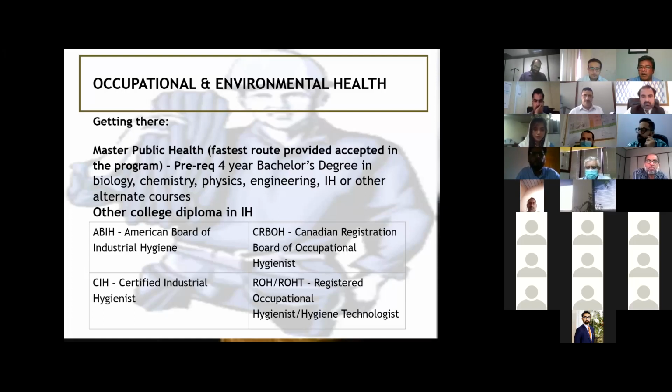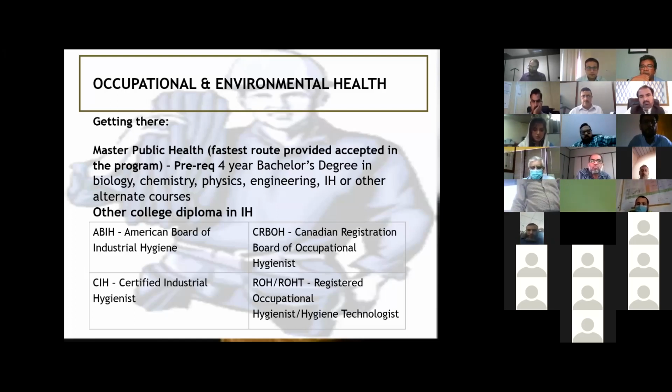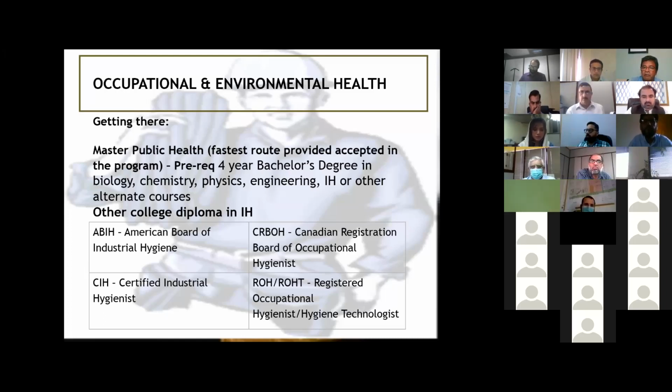And the prerequisites are, this is just for information, if any of you are interested, mostly for younger people or people who have kids or relatives, just to guide them: if you have a 4-year bachelor degree in biology, chemistry, physics, engineering, or industrial hygiene, then you can get admission in this program. Other than that, if you are not able to get admission in a master's program, there are colleges that provide diplomas in industrial hygiene. It will take you maybe 5 or 6 or 8 years more to reach the top, but you'll reach there.